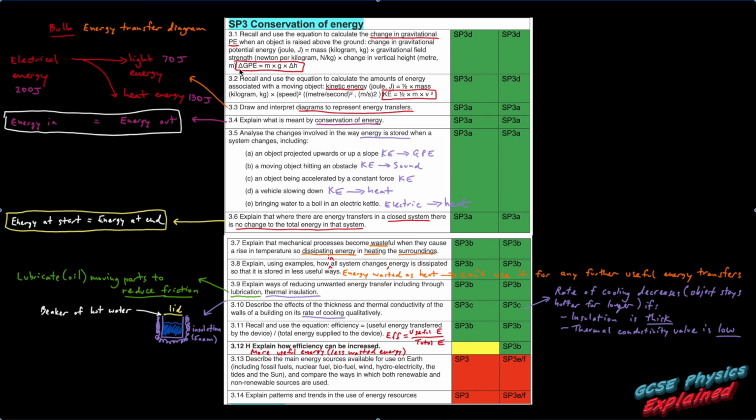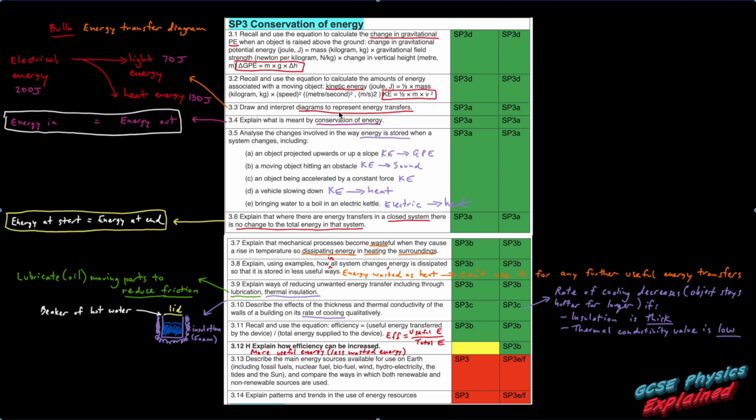Delta GPE, so the change in gravitational potential energy, equals mass times gravity times height, or change in height. You should be able to recall and use the equation to calculate the amount of energy associated with a moving object. In other words, you need to be able to calculate the kinetic energy using this formula here. Kinetic energy is a half mv squared. Remember to square the velocity first, then multiply it by the mass, and then half the whole thing.